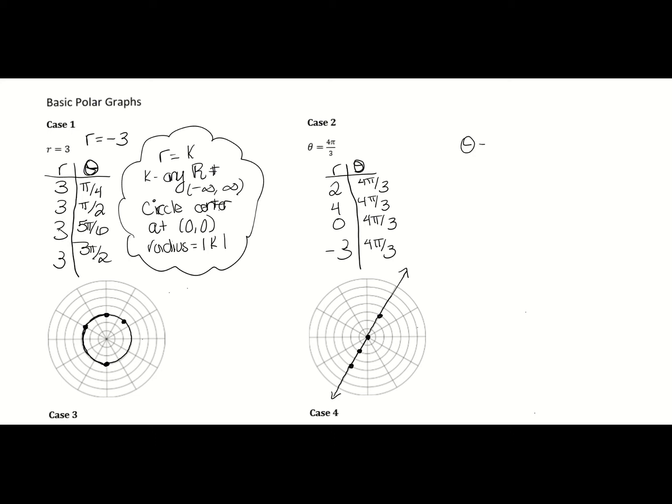So θ is equal to k, where again, k is any real number, negative infinity to infinity. So this is going to be a line going through the origin. It's going to be a line through the pole, which we know in Cartesian or rectangular is (0, 0). Okay, so it's a line going through the pole at your angle θ.